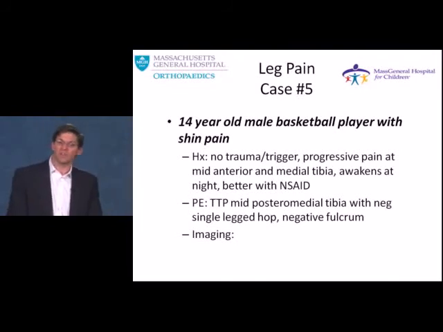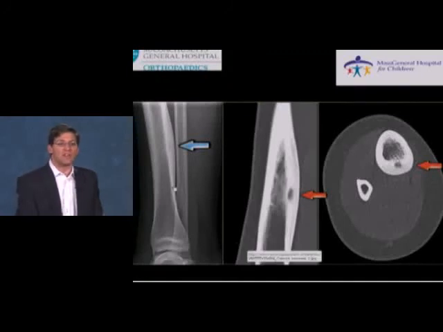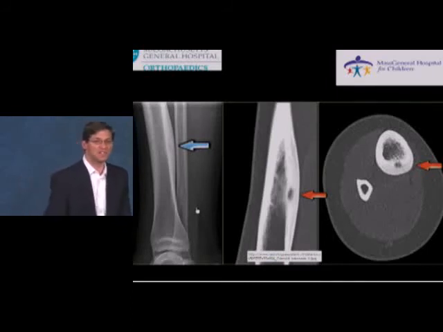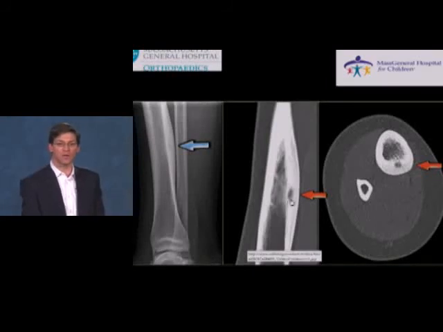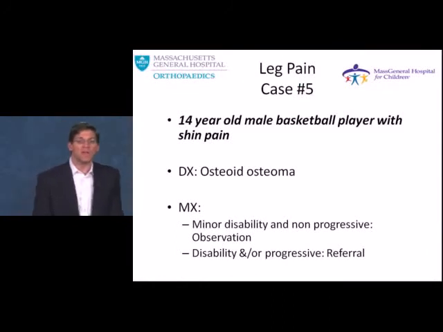On examination, he does have some tenderness to palpation of the mid-posterior medial tibia with a negative single-legged hop and negative fulcrum. The imaging is the x-ray that you see here on the left with cortical thickening and a question of lucency within the cortex. This is an osteoid osteoma, or some will describe it as a target lesion if it has its classic textbook appearance. But on CT scan, you essentially see more clearly defined what is visible on the x-ray, that being a lucency within the cortex of the tibia.